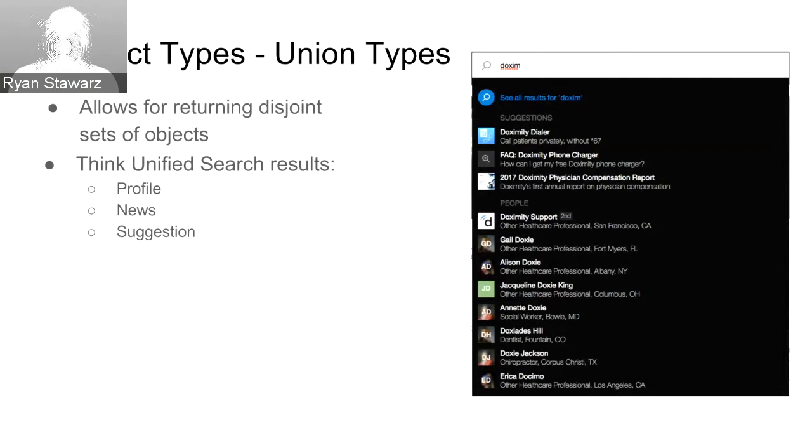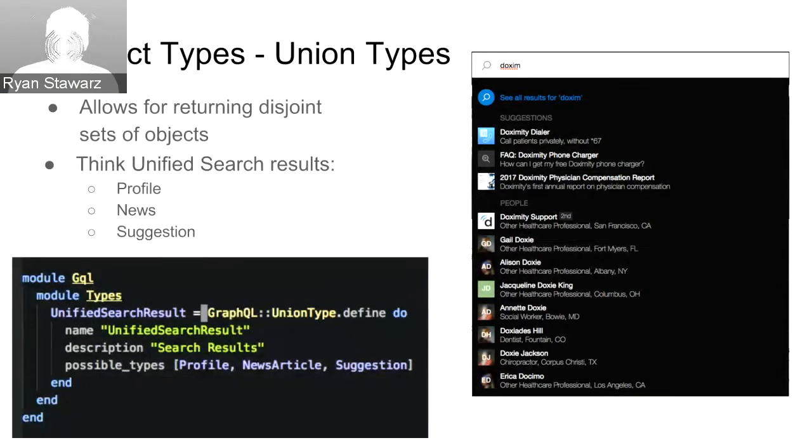So if you have profile and news and suggestions, you want to return them all in the same array of something, you could declare it as a unified search result, which is a union type. And basically saying all the possible types that could exist in this result set are one of these types, right? Profile, news article, suggestion. Again, this is just something I made up for this presentation. There are probably other ways we might want to think about this, but this gives you an example of where we could or may want to use union types in the future.